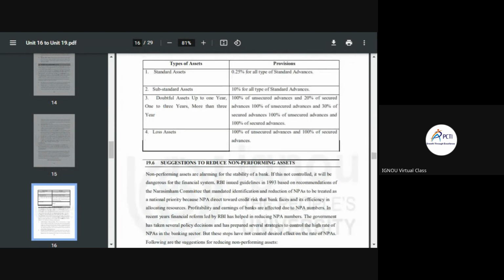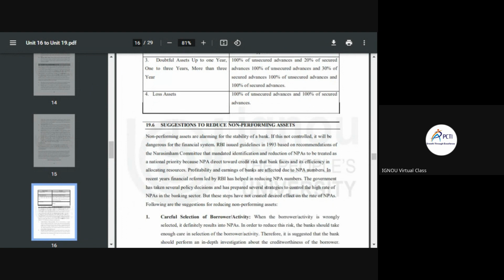7.12. Here you can see the types of asset and its provision. For the standard asset, you can see that 0.25% of all types of standard advances. Then we have substandard asset, 10% of all types of advances. Then we have the doubtful asset up to 1 year, 1 to 3 years, more than 3 years. Then 100% of unsecured advances and 20% of secured advances. Then 100% of unsecured advances and 30% of secured advances. Then 100% of unsecured advances and 100% of secured advances. Then we have the loss asset, that is 100% of unsecured advances and 100% of secured advances.